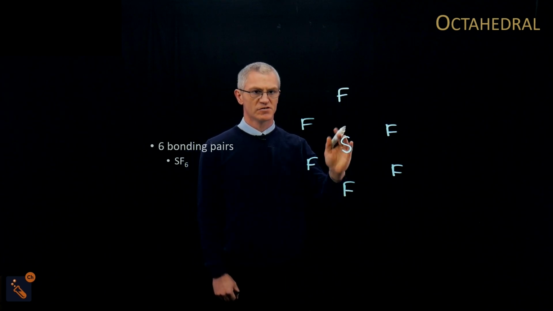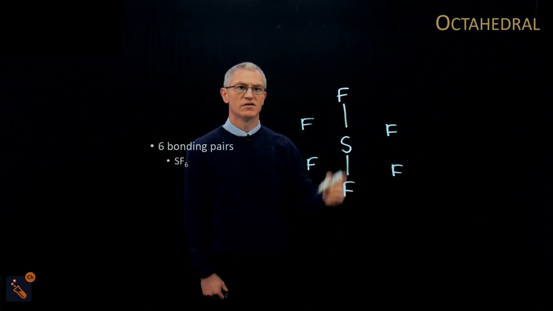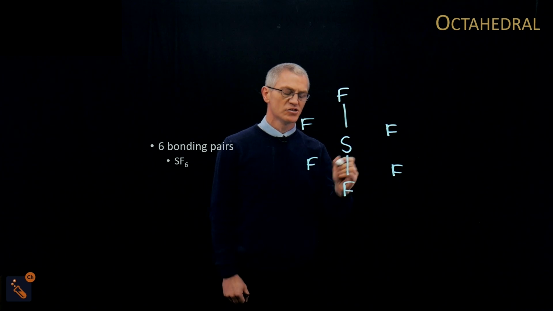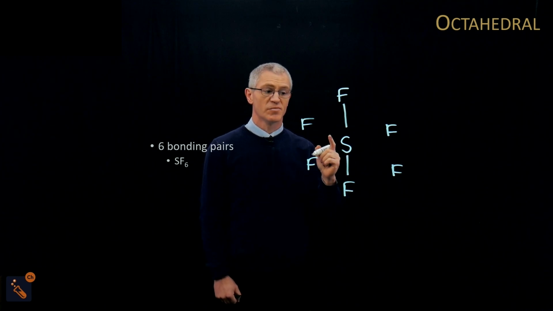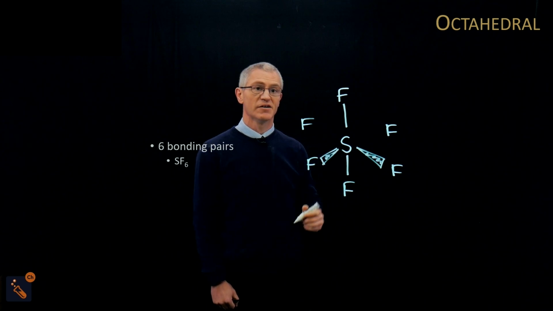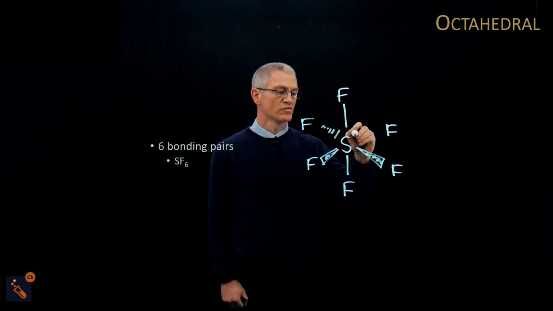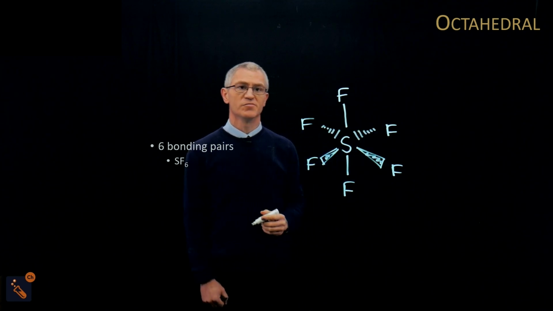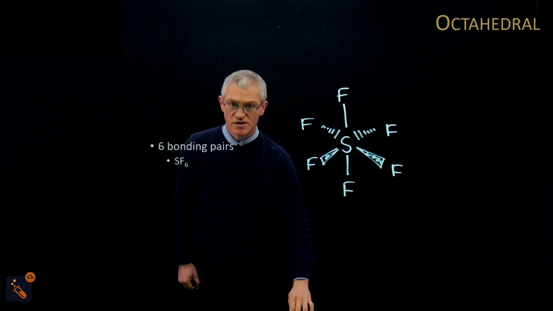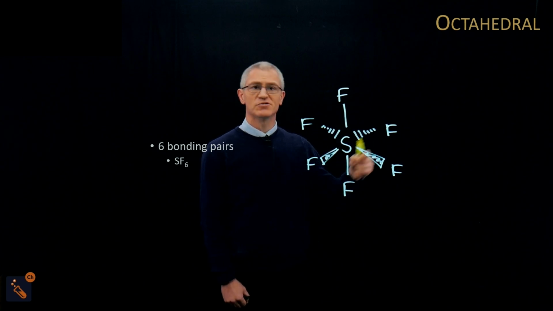Now 2 of those fluorines are in the plane of the board. Okay, so they're in the plane of the board, they're flat. Okay, 2 of the fluorines are coming out at you. Okay, and they're coming out at you. And then 2 are going away from you. And you have this SF6. Now each one of those is 2 electrons. So 2, 4, 6, 8, 10, 12. So it has 12 electrons in its outer shell.